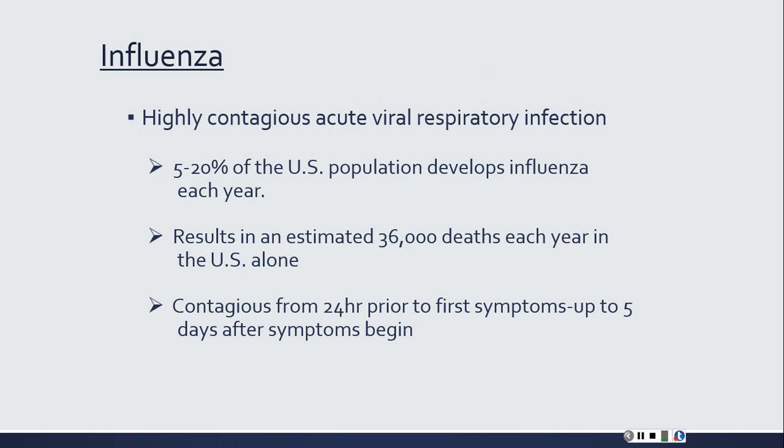Now, these 36,000 deaths, who do they normally occur in? Okay, the elderly, probably children. Those are the ones that are going to be the most at risk. Okay. It's contagious from 24 hours prior to the first symptoms, so that's a pretty key point. Kind of a scary thing. You don't even know you've got flu for 24 hours, and then up to 5 days after the symptoms begin.